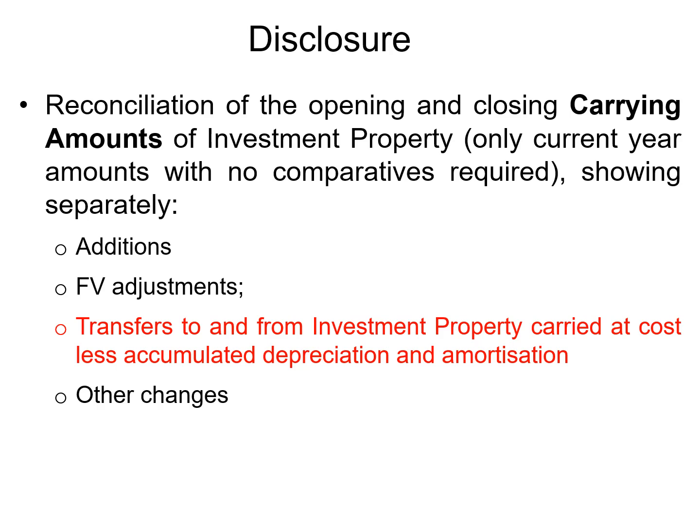So therefore what they've added in is that where you show a reconciliation of the movement from one year to the next, any transfers to and from investment property that is carried at cost less accumulated depreciation and amortization becomes part of your reconciling items. That way we can then see the movement that's occurred during the year.